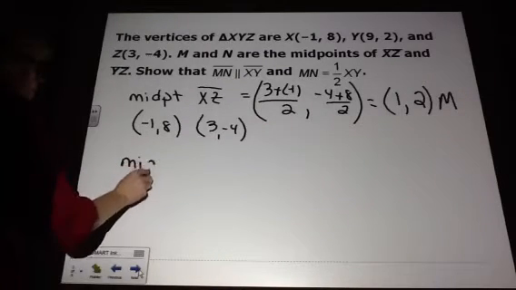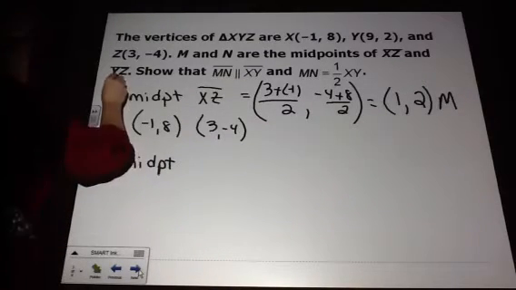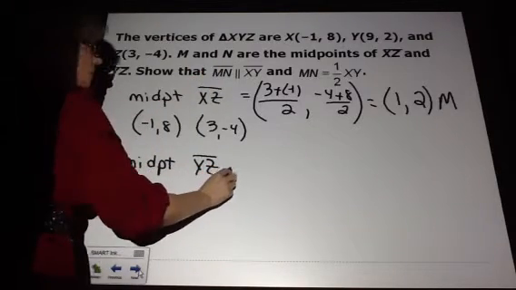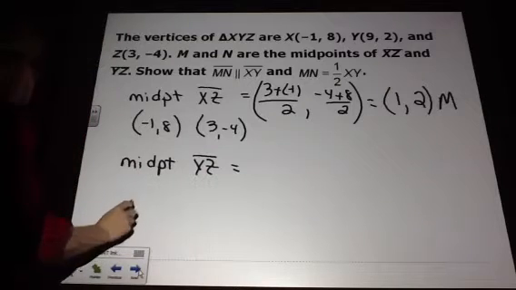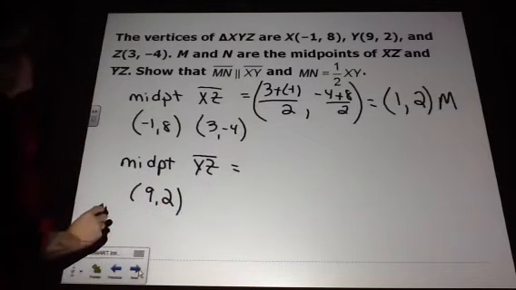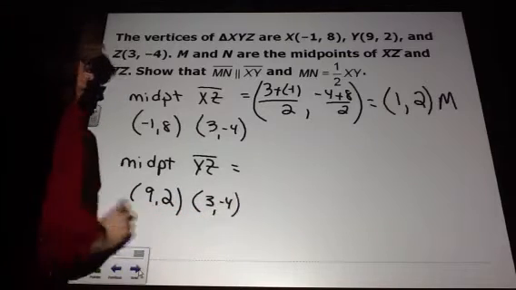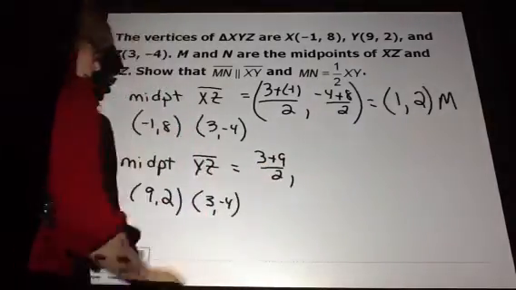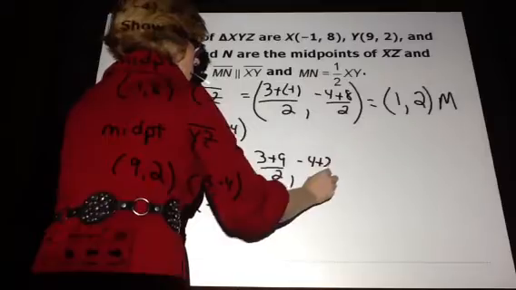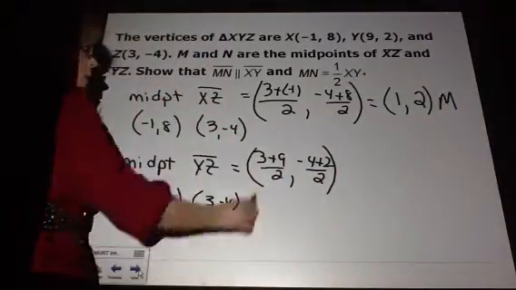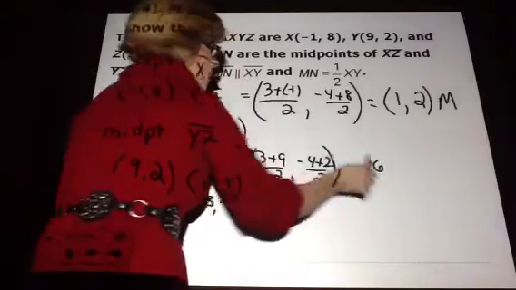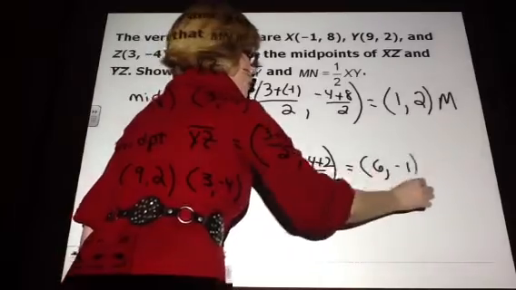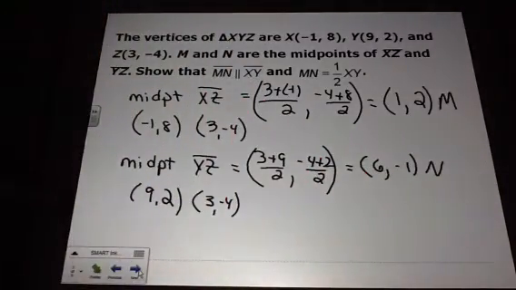Okay, so let's find the midpoint of YZ, because that's going to give our coordinates for point N. Y is 9, 2, Z is 3, -4. So we have 3 plus 9, and we have -4 plus 2. So we have 12 over 2, which is 6. We have -2 over 2, which is -1. So now we have our coordinates for N.